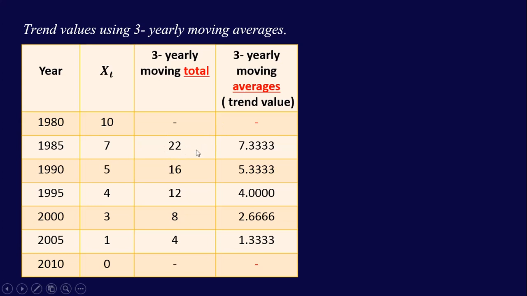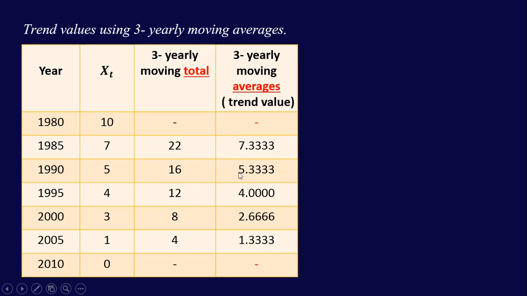To find the average, we only have to divide this 22 by 3. Since it is a 3 yearly moving total, we have to divide this total addition of 3 years by 3 to get the average. So 22 divided by 3, we get 7.3333, which is the 3 yearly moving average corresponding to year 1985. Similarly, we divide the remaining values by 3.